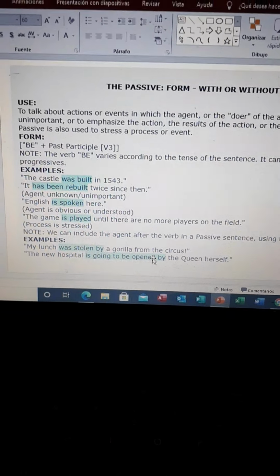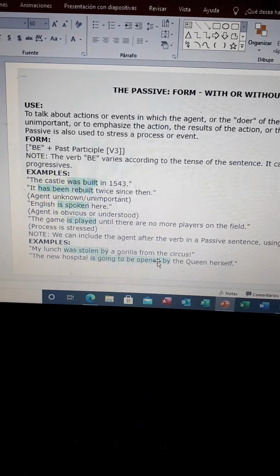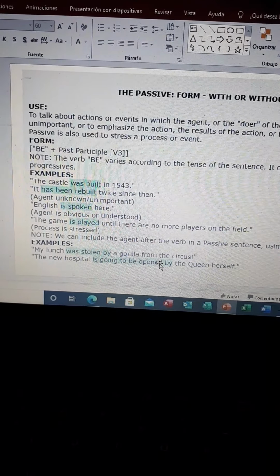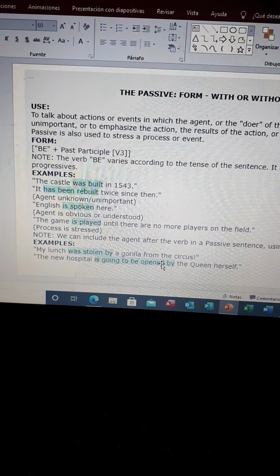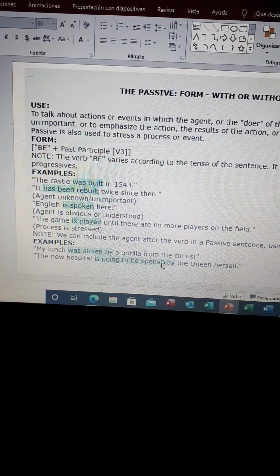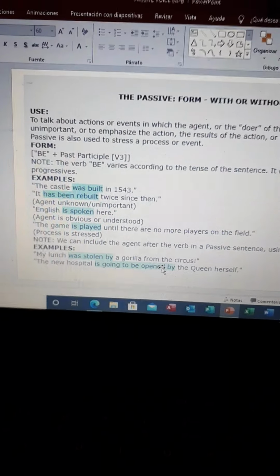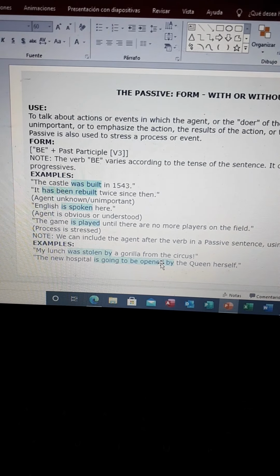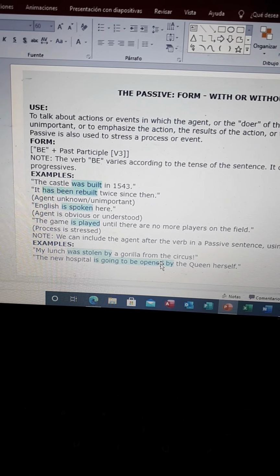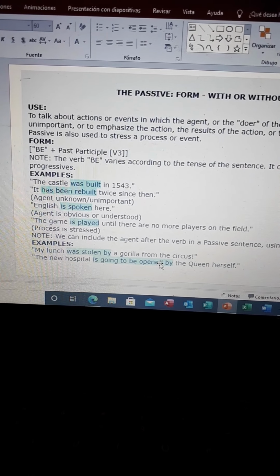When the most important thing that we have to reaffirm is the action. It's not about who made the action. It's about what the action is, okay? That the action was done, was written, was painted, etc. Okay? It's important who did the action, but the most important thing is the action. En sí lo que importa es la acción. Okay?